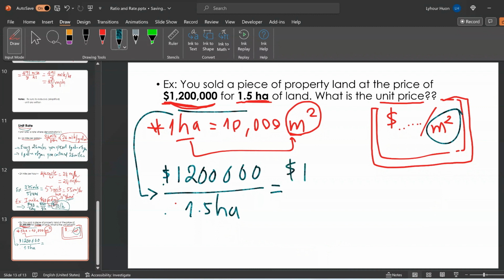What should it be? One million over 1.5 hectare into meter square. We know that 1 hectare equals 10,000 square meters. What about 1.5 hectares? 1 hectare, 10,000 square meters. 1.5 hectare equal to 35,000? Wait, no. Sorry.